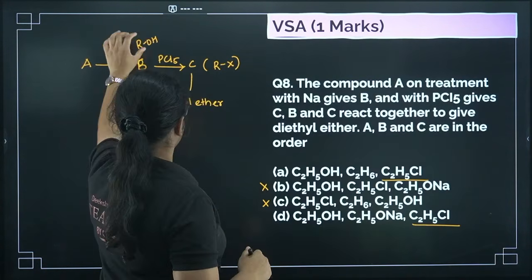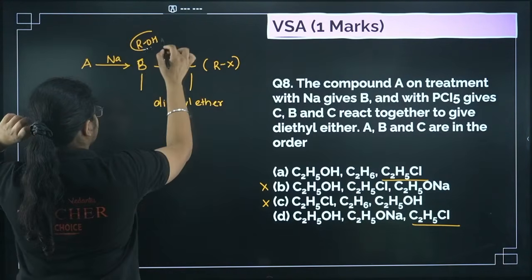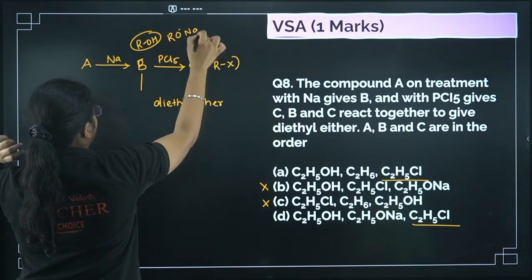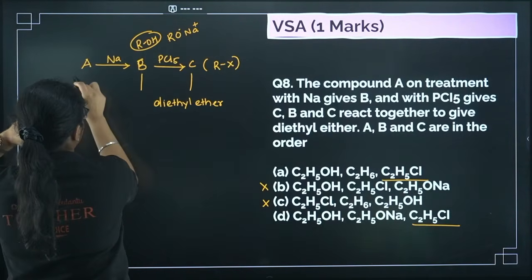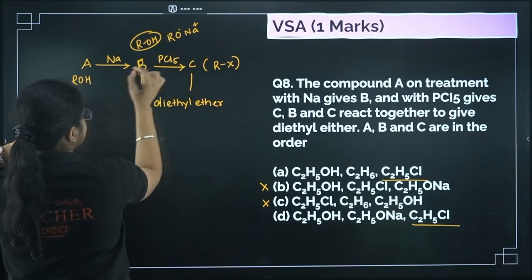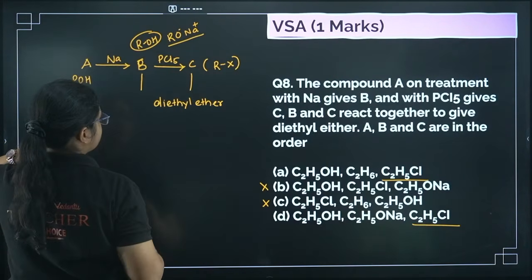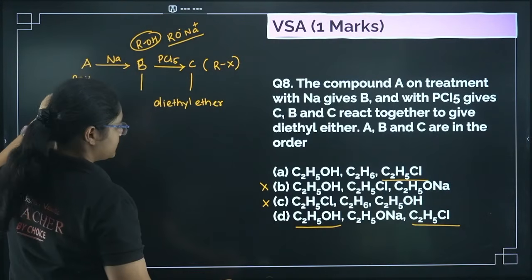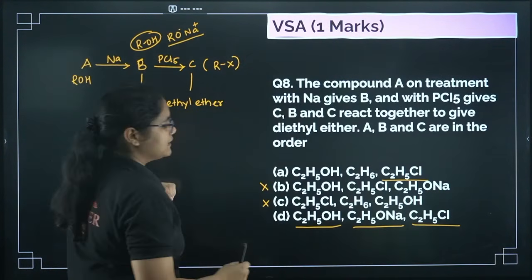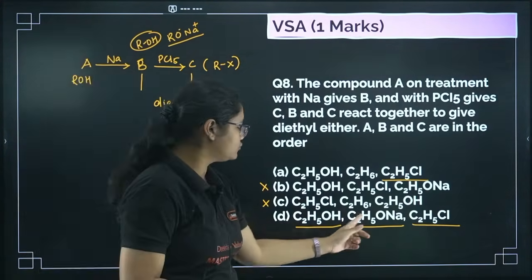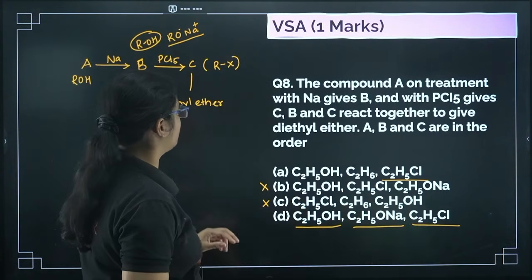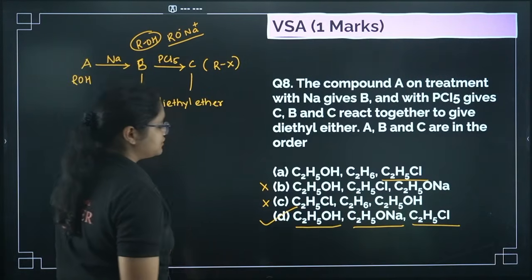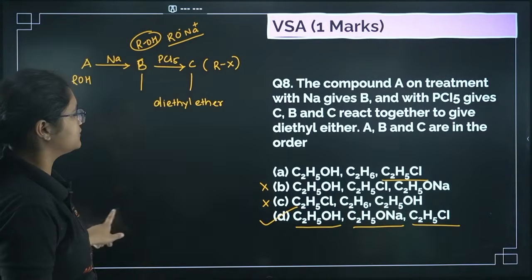Okay, so see, it can be ROH or a salt of this one also, right? So when you are treating it with sodium, you will get RO minus Na plus, right? So this one has to be an ROH, this one has to be RO minus Na plus. Here you can see this is C2H5OH, this is C2H5O minus Na plus, and when these two react, you will get the diethyl ether. So option number D matches all the conditions. So option D is the correct answer.